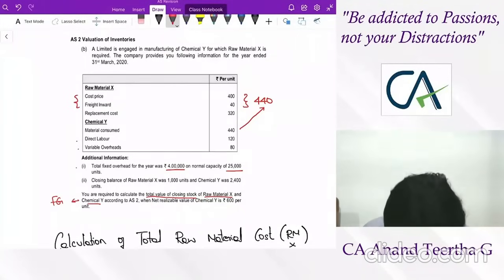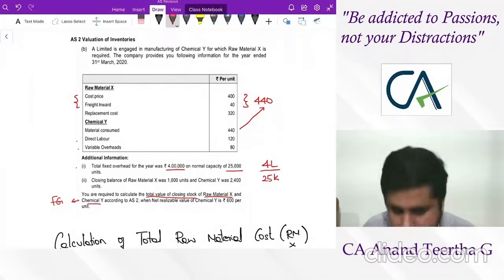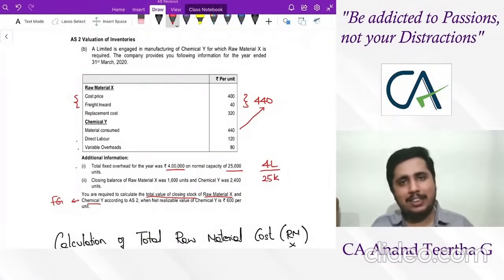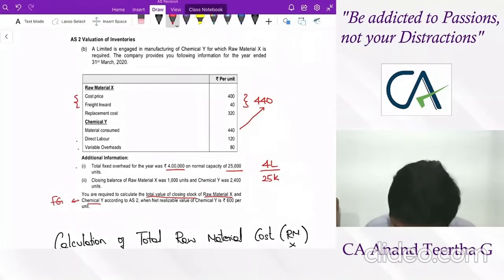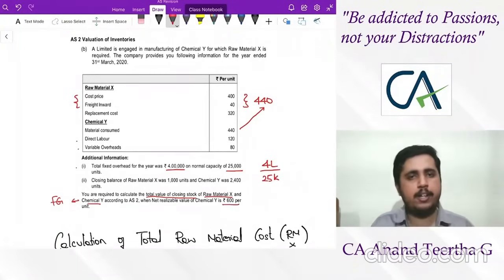So at that time, it will be what? 4 lakh divided by 25,000. Get per unit. Add this up. Your total cost per unit of finished goods. Once that is done, compare it with NRV. NRV is given in the question as 600 per unit. Finished goods valuation is over.